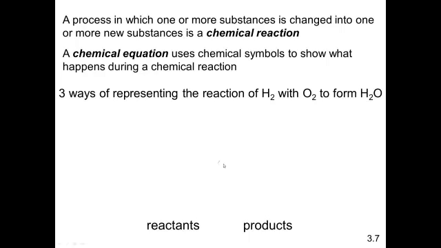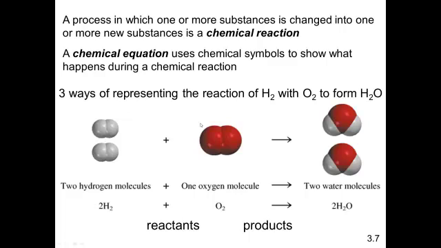Three ways of representing the reaction of hydrogen with oxygen to form water. The first of these might be a pictorial representation. So we have two hydrogen molecules reacting with an oxygen molecule give us two water molecules. Another way is to say it with words. Two hydrogen molecules plus one oxygen molecule yields two water molecules.